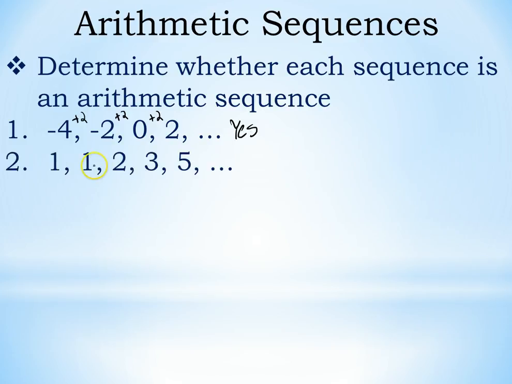For this one, 1, 1, 2, 3, 5. So we have to add 0 there, plus 1, plus 1, plus 2. As you can see, we're not increasing by the same number. So this is not an arithmetic sequence. It is still a sequence. These are the first 5 digits of a Fibonacci sequence. The Fibonacci sequence is when you add the previous 2 terms to get the next one.